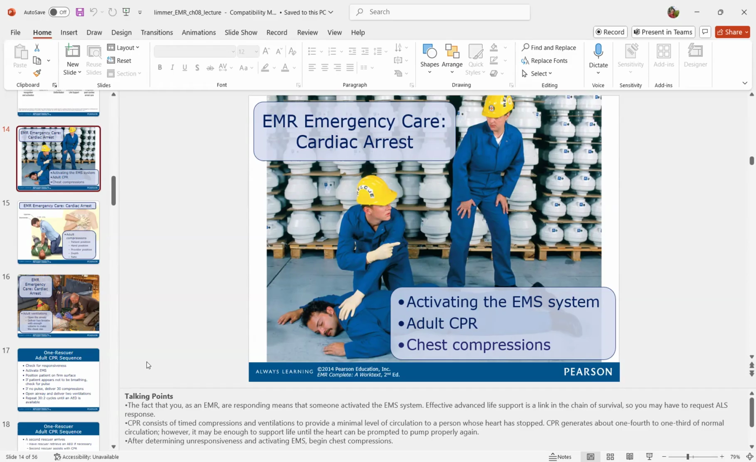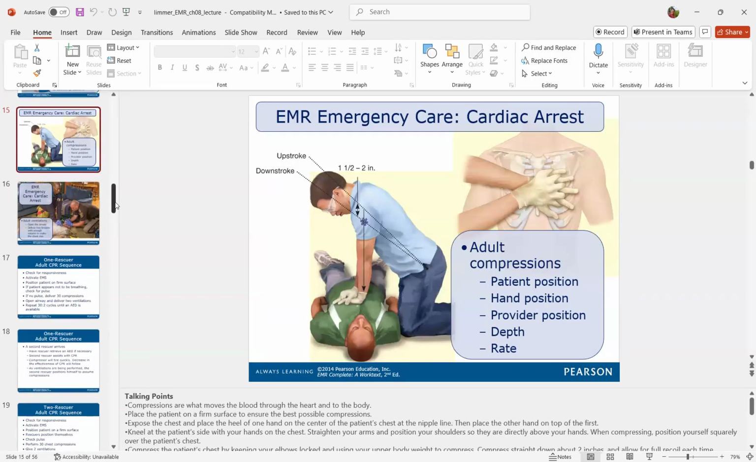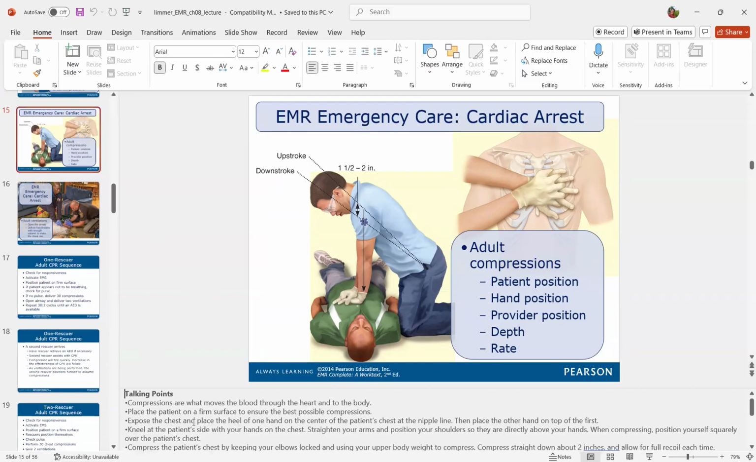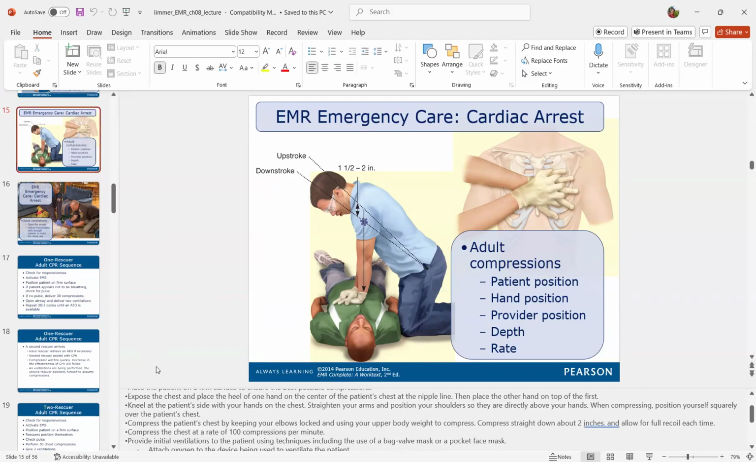So after determining unresponsiveness and activating EMS, we should start chest compressions. So this is the CAB method. Compressions come first. Compressions are what move the blood through the body, with the heart. We're obviously going to place them on a firm, flat surface to get the best possible compressions. So if they're laying up on their bed or something like that, move them down to the floor.